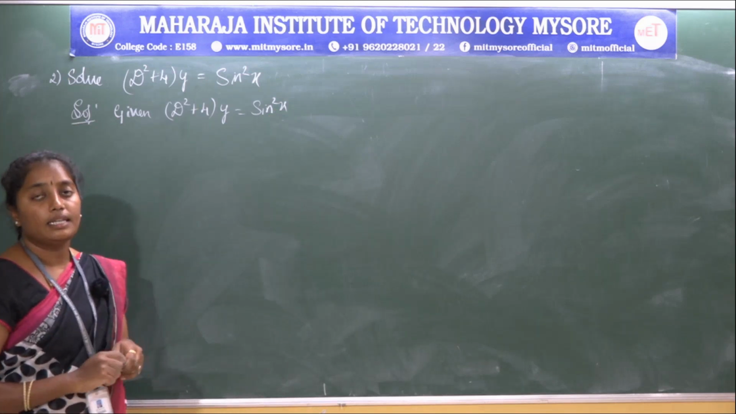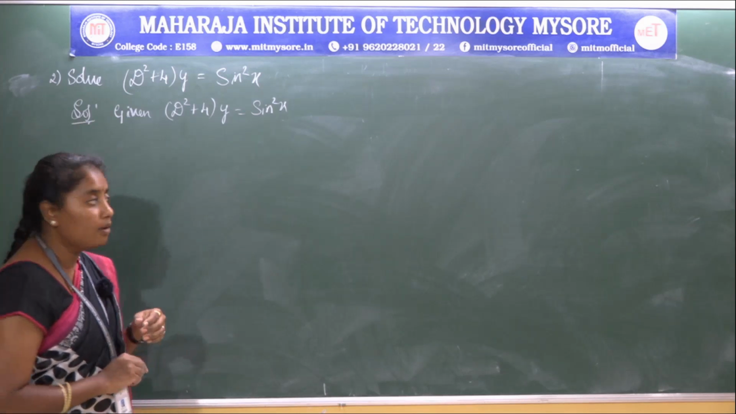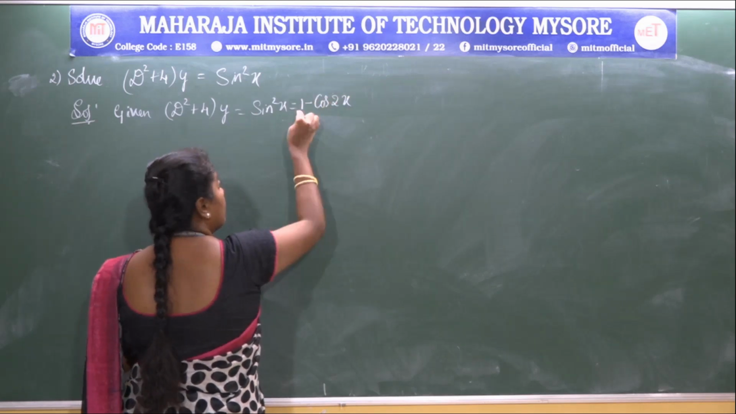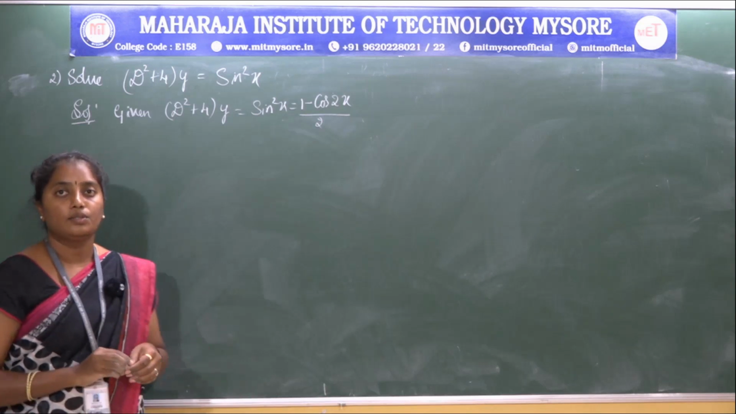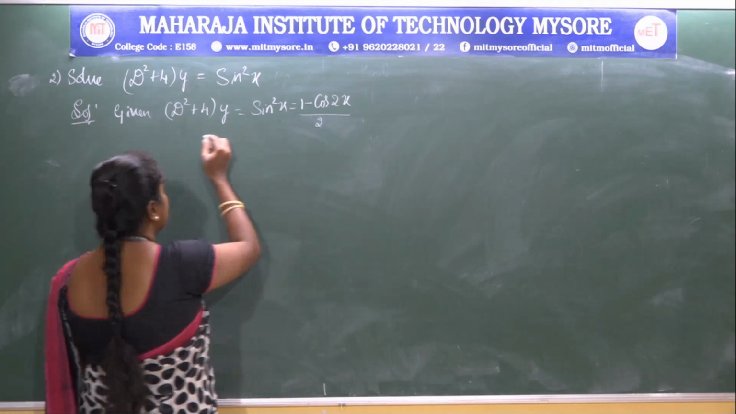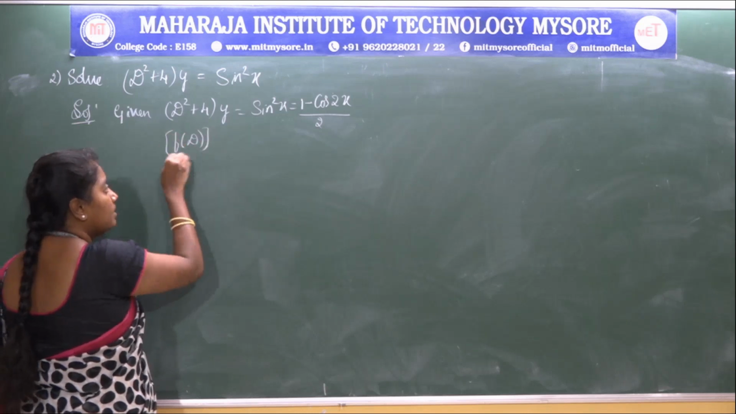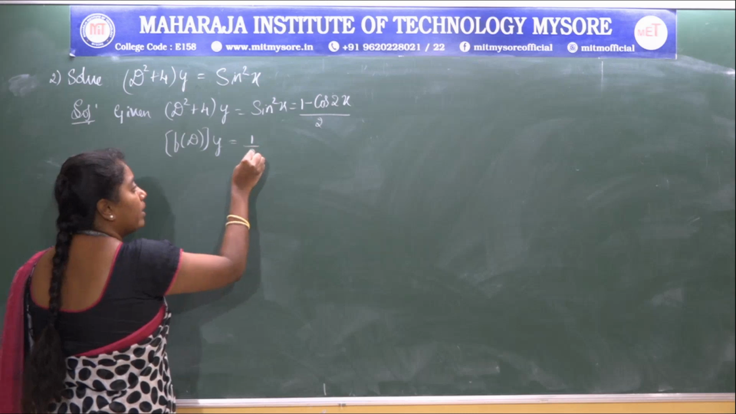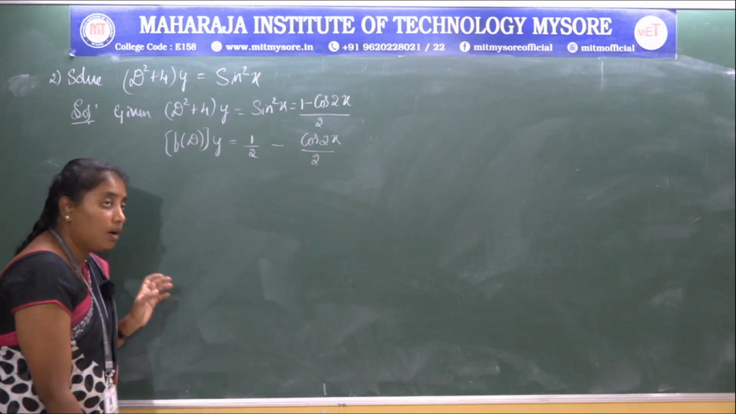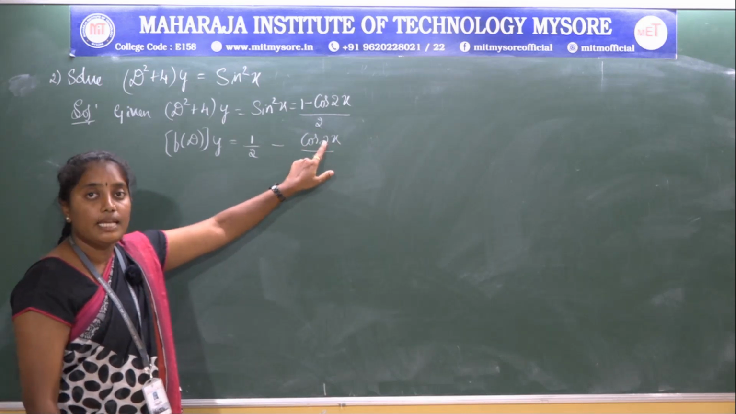To find a particular integral of sin square x, first we have to reduce this sin square x to the basic form. We have the result that sin square x is equal to 1 minus cos 2x divided by 2. So this can be written as D square plus 4 as a function of the differential operator of y is equal to 1 by 2 minus cos 2x by 2. We are solving problems in the type 2 category, that means a trigonometric function. Here cos ax, where a is equal to 2.